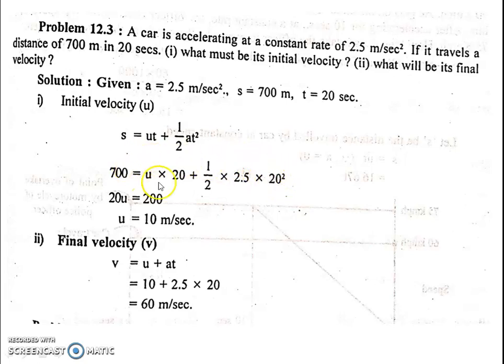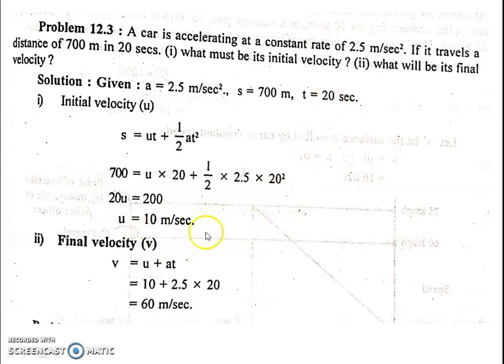Then if I work this out, 20u is equal to 200. Then u will be equal to 10 meter per second. This is a simple formula. You substitute whatever given data in the problem in this simple formula, then you will get the required thing. Here initial velocity is asked, so I got it.